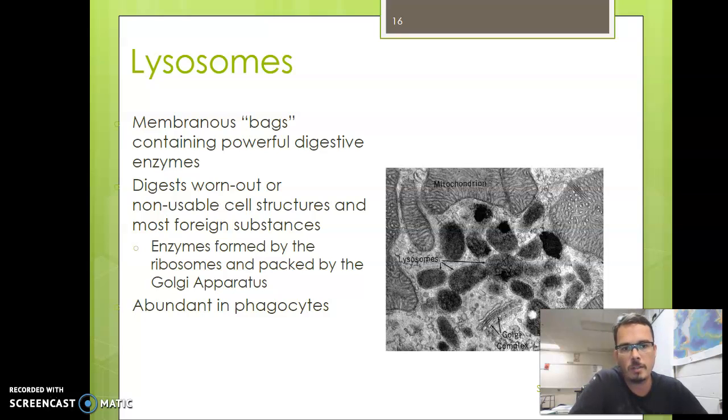Inside the cell, you also have organelles known as lysosomes, and these are digestive. They have powerful digestive enzymes in them. So lyse means to cut, and lysosomes' main duty is to just digest worn out or non-usable cell structures and most foreign substances.